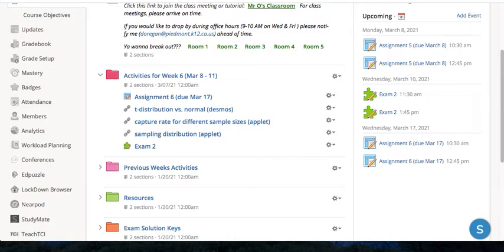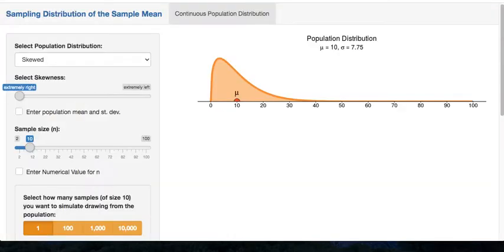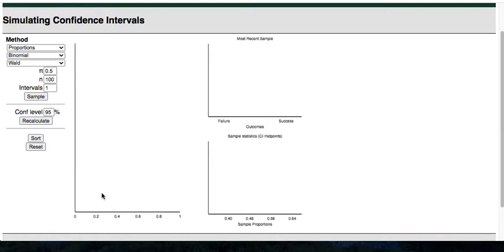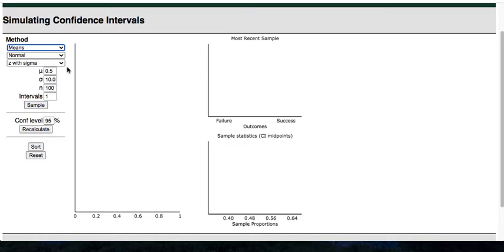First thing I'm going to do is look at the Rossman Chance one. This is really good for showing you the effect on confidence intervals and on the sampling distribution. So under method, we're going to pick means because we're talking about averages. And then for the population, say we're pulling from a normal population, and we're going to keep track of a t statistic.